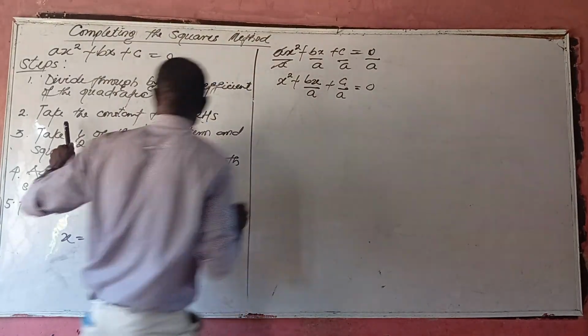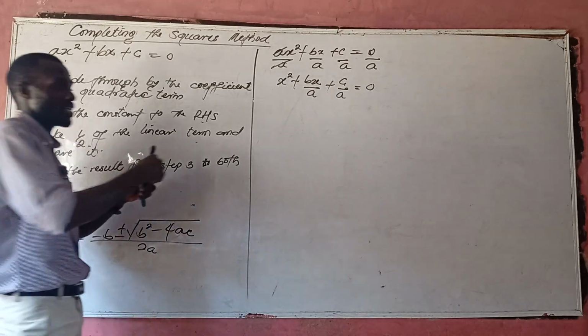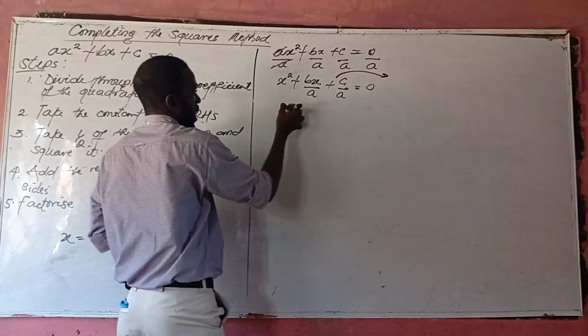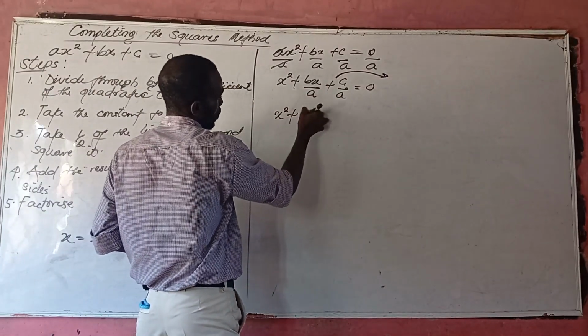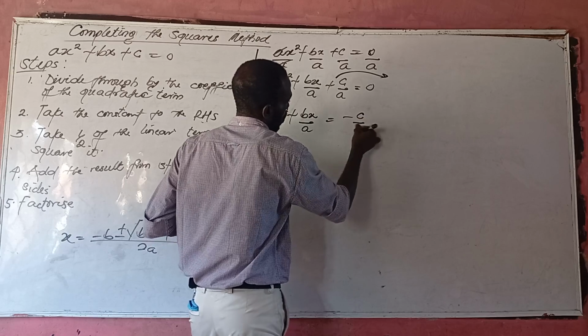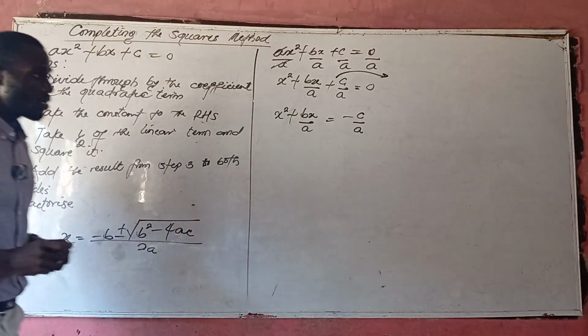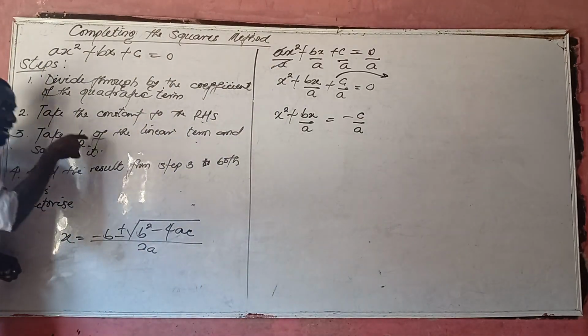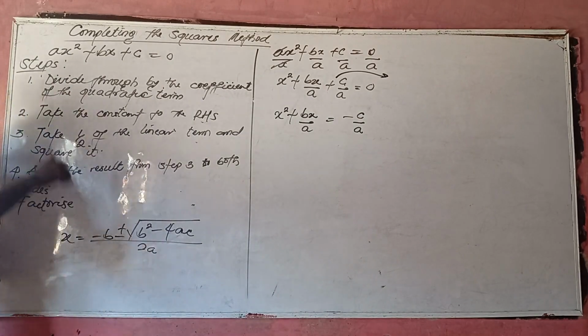So here, the next step says to take the constant to the right-hand side. So we take the constant here, and we have x squared plus bx over a equal to minus c over a. Make sense? Good. From here, it says to take half of the linear term and square it.